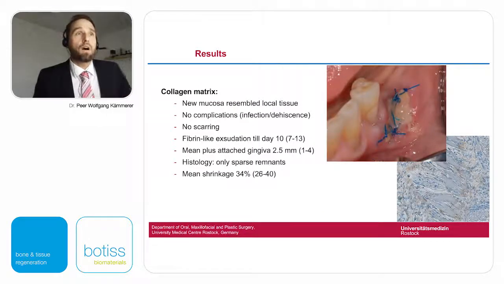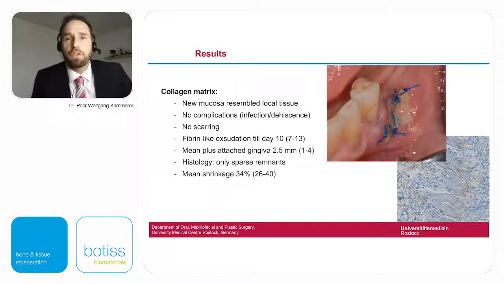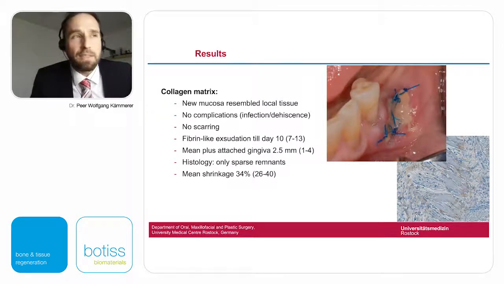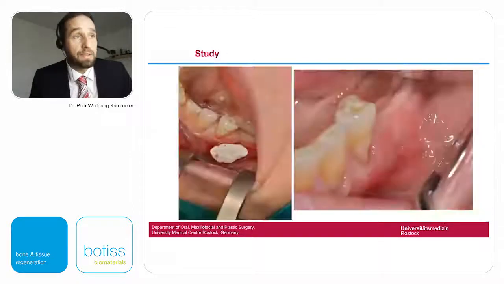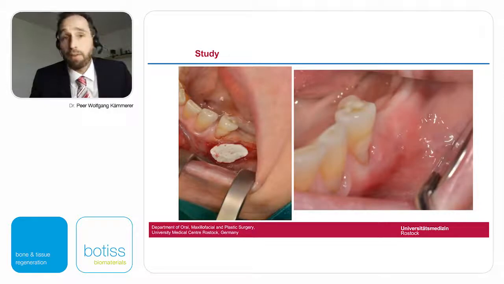So what are the final results of this study we conducted? Well, we saw the collagen matrix, and again, look at this picture. If you look at this, you might think the whole thing was an absolute failure. But if you're looking at the late results, then you see everything is working fine.